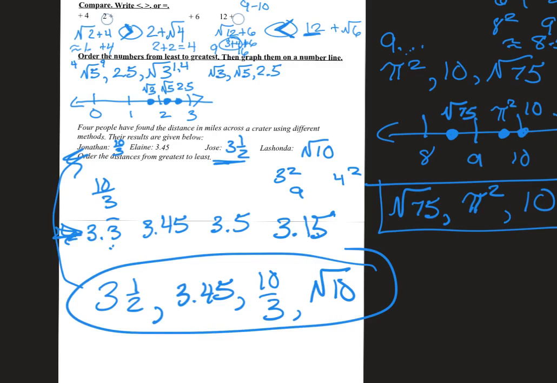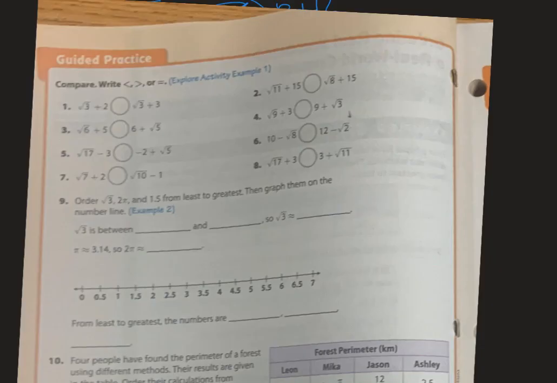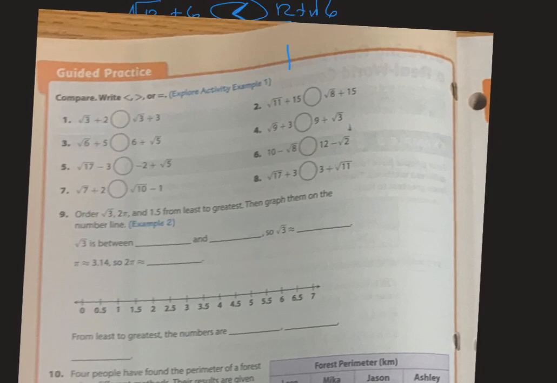Okay, so let's do guided practice. Guided practice is on page 24. And these we're just going to compare with less than and greater than, like we just did on those first 2 examples. So we have the square root of 3 plus 2, and the square root of 3 plus 3. We shouldn't even have to think about that because these are the same, right? And we're adding 2 to one of them and 3 to the other. So what do you think that's going to be? Less than. Good. That one was easy, right?